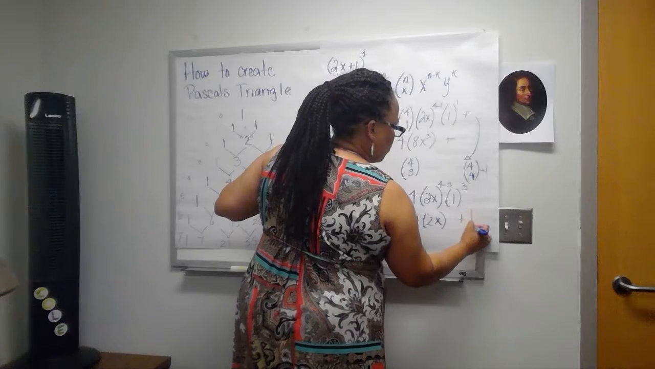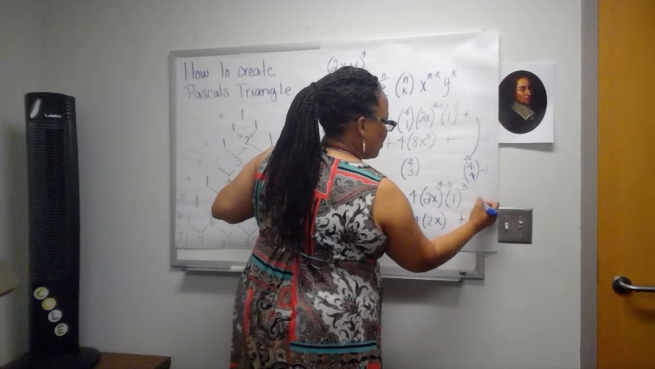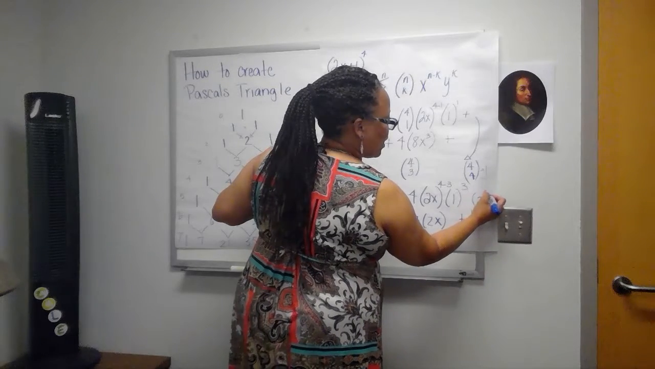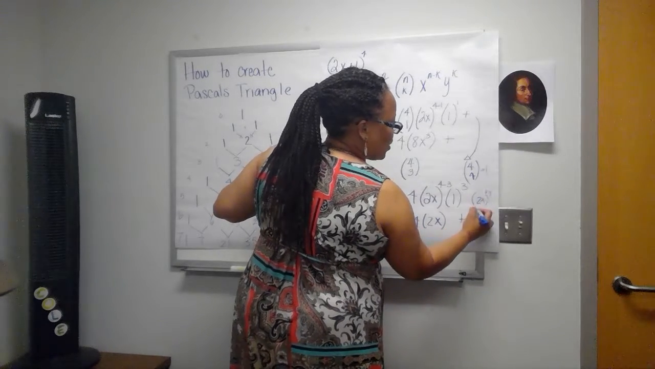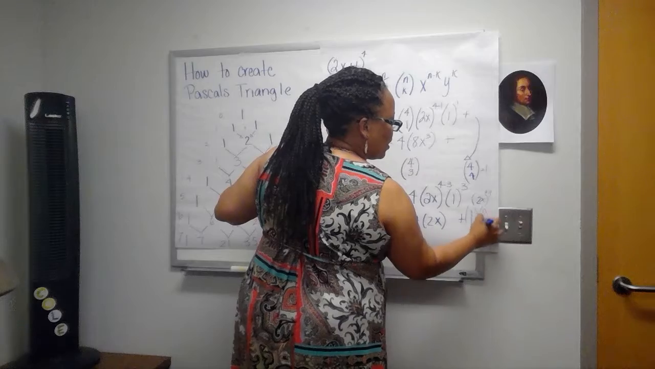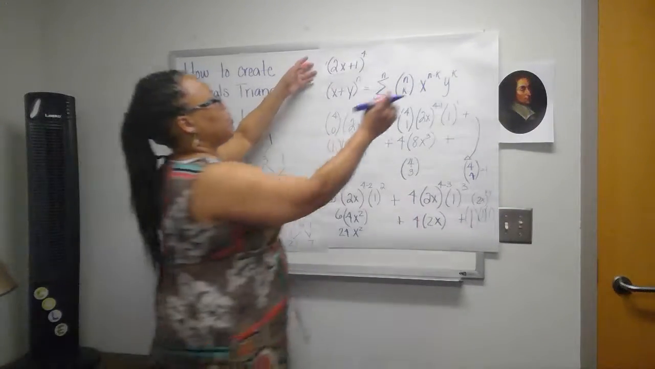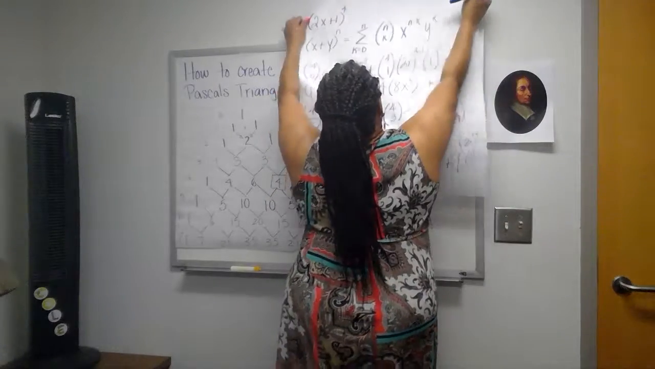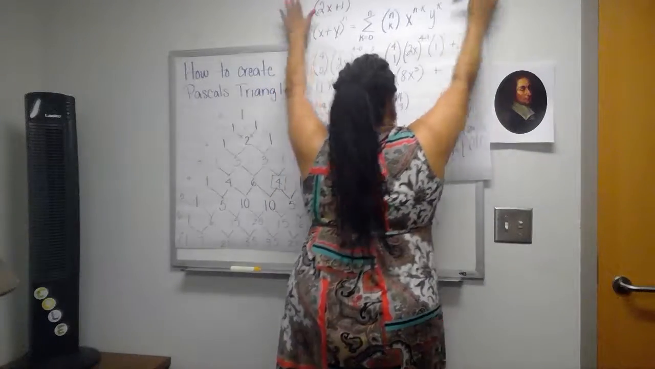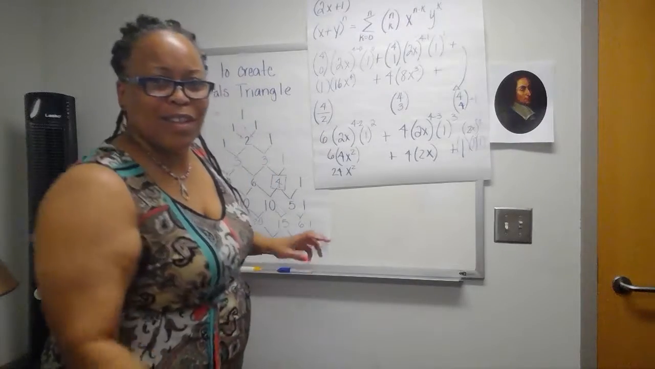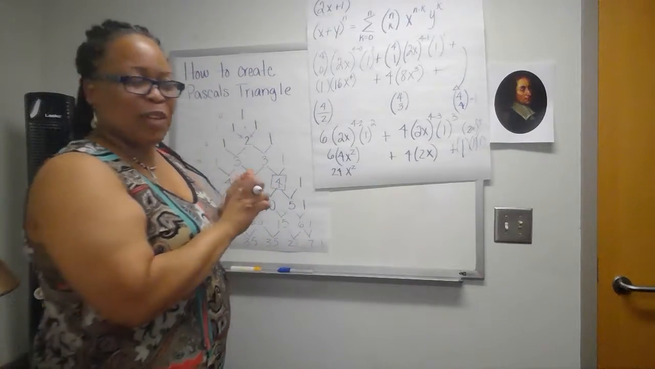And so plus 1 times 2x to the 4 minus 4, which is just times 1. 1 to the 4th is just times 1. So let's write this final answer. And let's combine all of these. Hope I didn't go too fast and you were able to follow along.